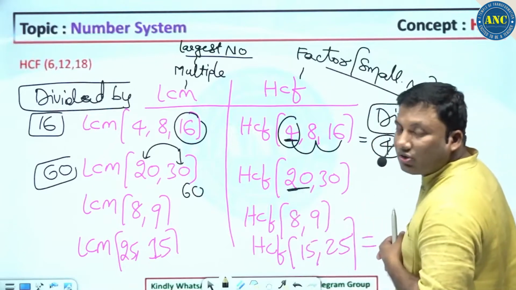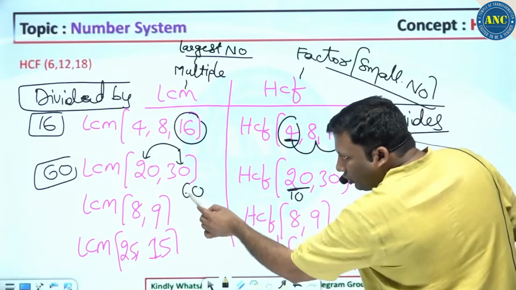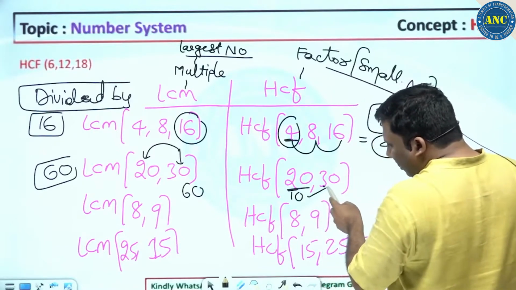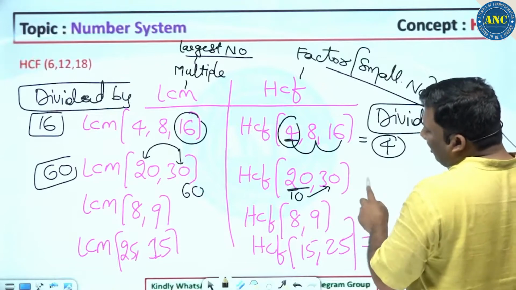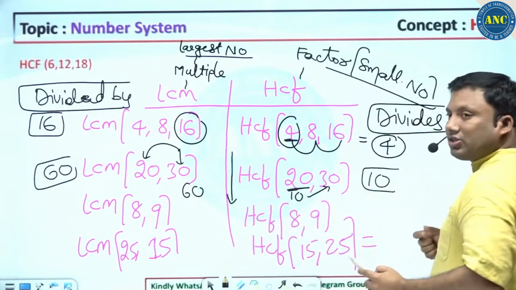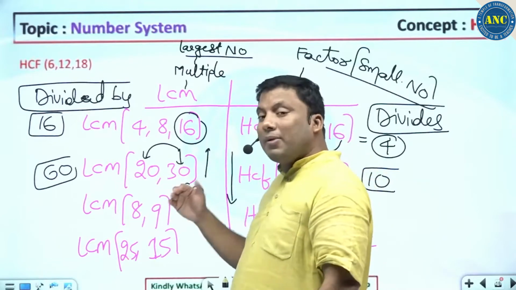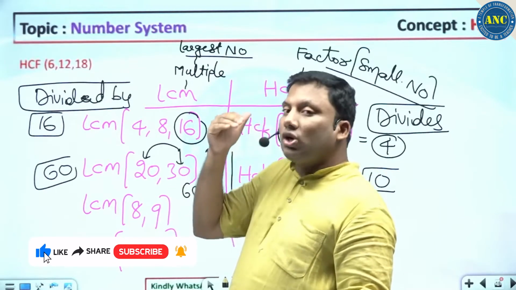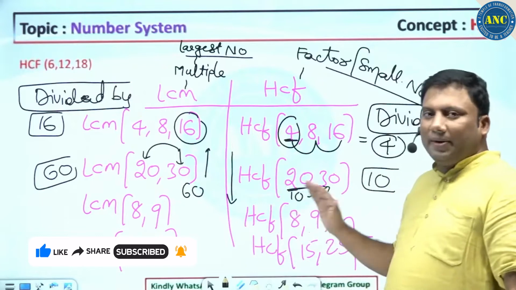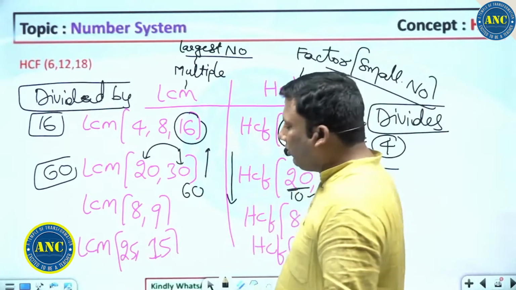Smallest number. Does 20 divide 30? No. Take the factors of 20. Here we are going to the multiples of the largest. Here we will go to the factors. A factor of 20 is 10. Does 10 divide 30? Yes. I hope you are understanding. In HCF, I will go to the factors of the smallest. In LCM, I will go to the multiple of the largest. In LCM, if the largest number is not divisible by every other number, go to the multiple of the largest. Here, go to the factors of the smallest.